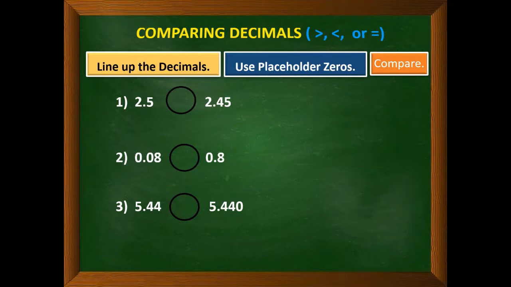Let's have number 1. We have 2 and 5/10 compared to 2 and 45/100. So you might say that 2 and 45/100 is greater than 2 and 5/10 just because it has a lot of digits, or it has 2 digits and the other one has only 1 digit to the right of the decimal. But it doesn't work that way in decimals. Right? For us to compare correctly, we have to compare its place values.